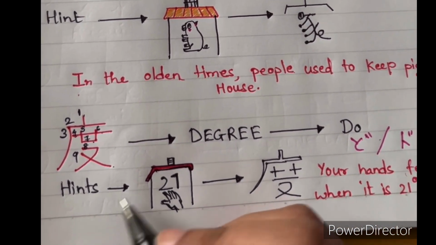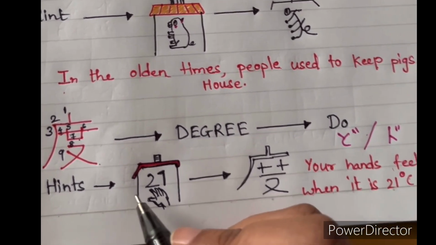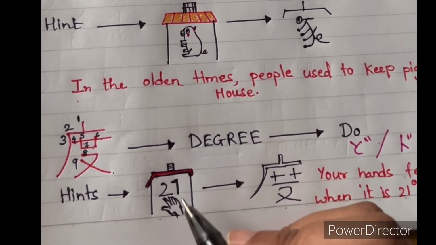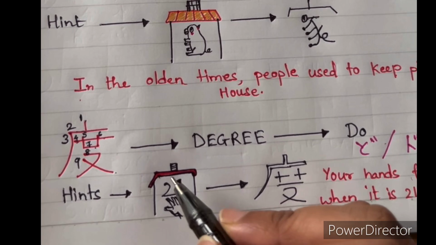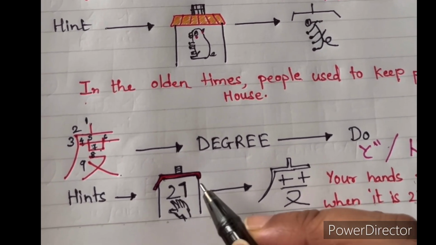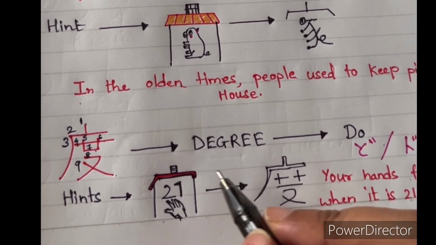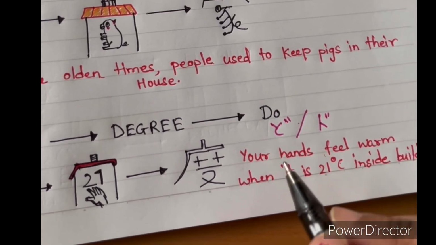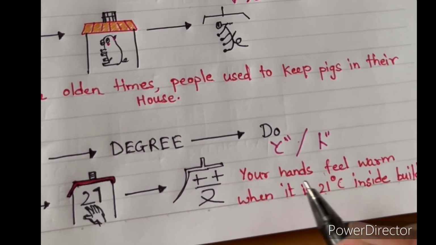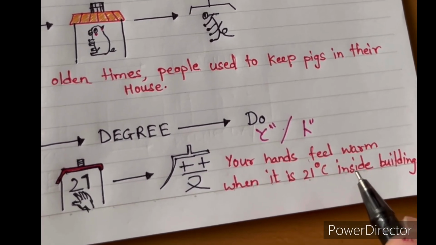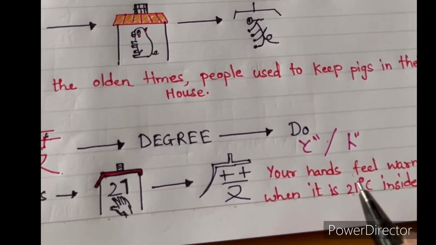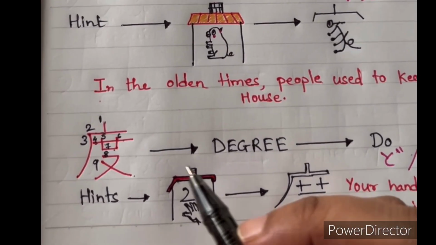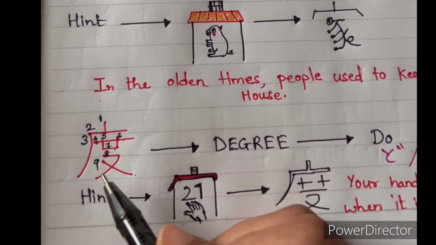So how to remember this? This is the hint. Draw a building, and inside the building you put your hand, and up there is some degree, 21 degrees Celsius temperature. Just remember, your hands feel warm when it is 21 degrees Celsius inside the building. Okay? So let's practice these strokes again. Do you want me to draw it for you?